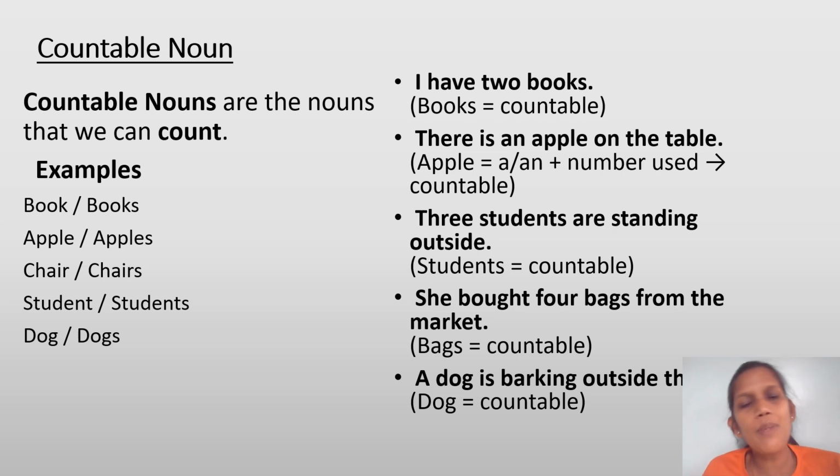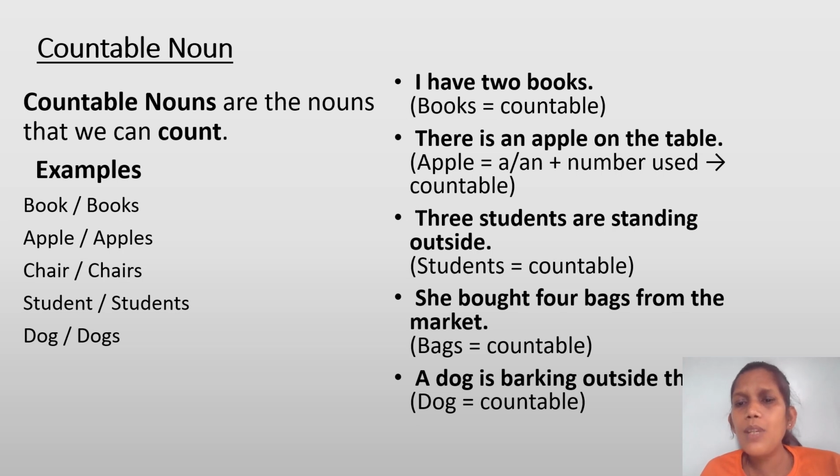Now, countable noun, very simple. The countable nouns are the nouns that we can count. Okay. For example, book, books. Apple, apples. This is just an example. These are countable. I have 2 books. Books are countable. There is an apple on the table. An apple. You can count an apple.